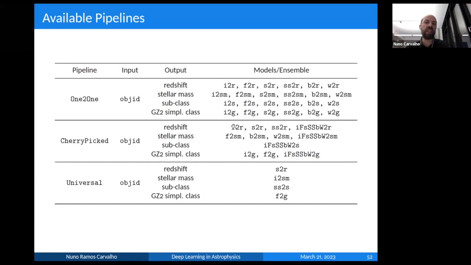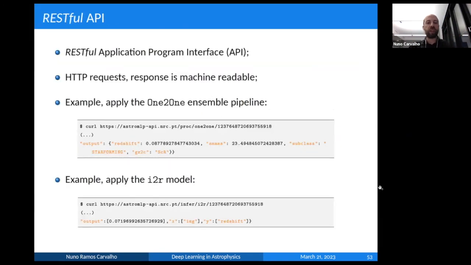And this, in a gist, is the idea behind the pipelines. But we took it an even step further because we created an API for these pipelines. So you don't even have to install all this code and all these models. You can just use the RESTful API. We selected the RESTful API because we don't need state here.